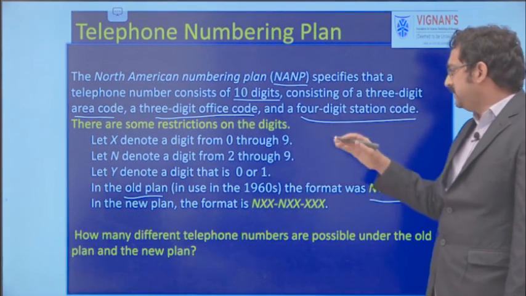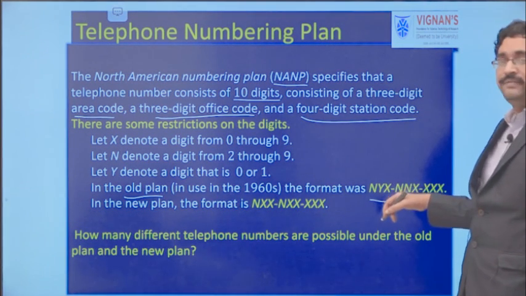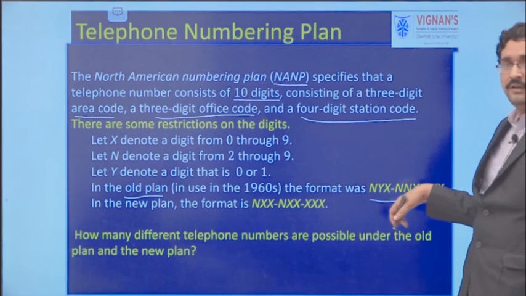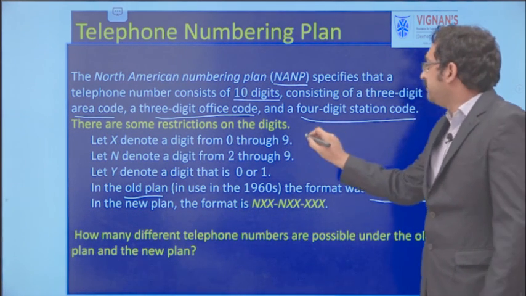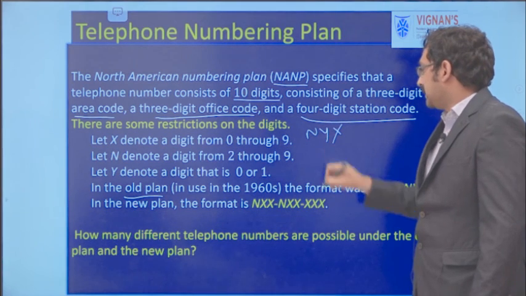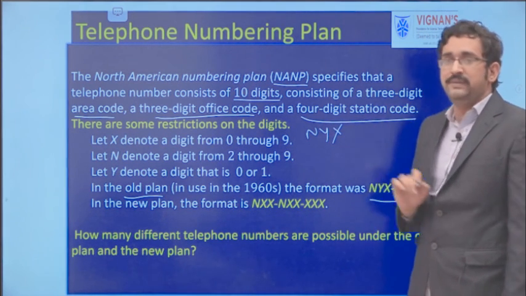The number should be in this format: NYX followed by NNX followed by XXX. So this is the old format. For example, see NYX. For this, how many possibilities are there?